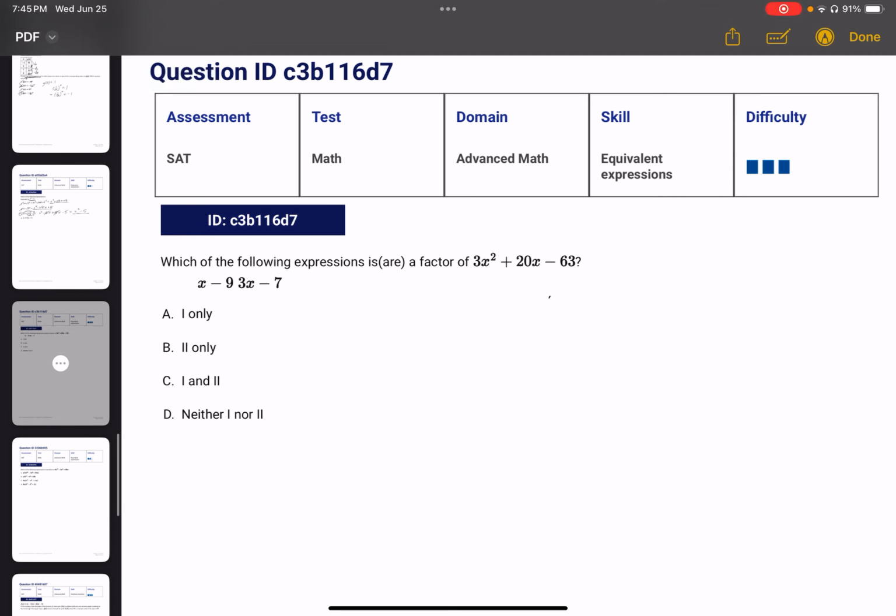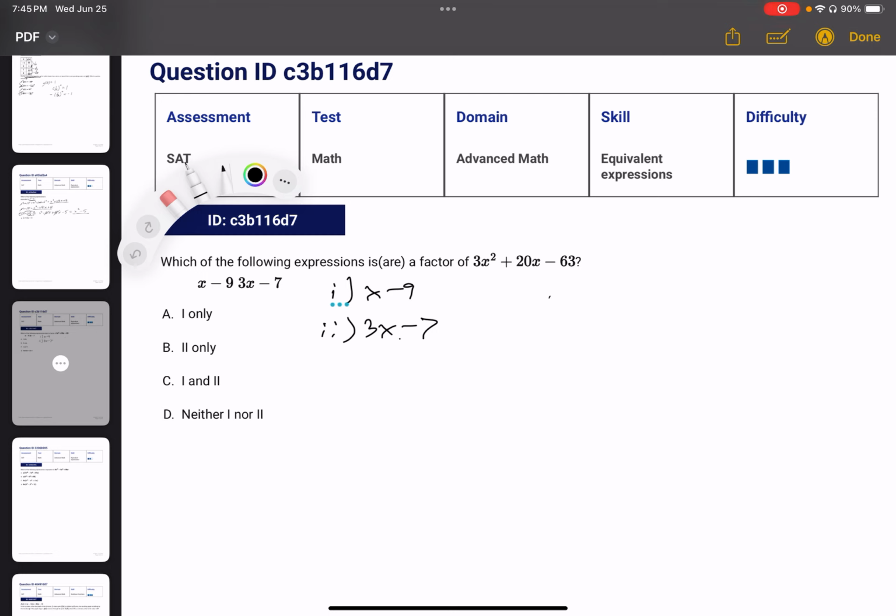Okay, which of the following expressions is or are a factor of 3x squared plus 20x minus 63? This is kind of messed up again, so I'm going to rewrite it entirely for you. Sorry. For your first option, it's going to be x minus 9. For your second option, it's going to be 3x minus 7.